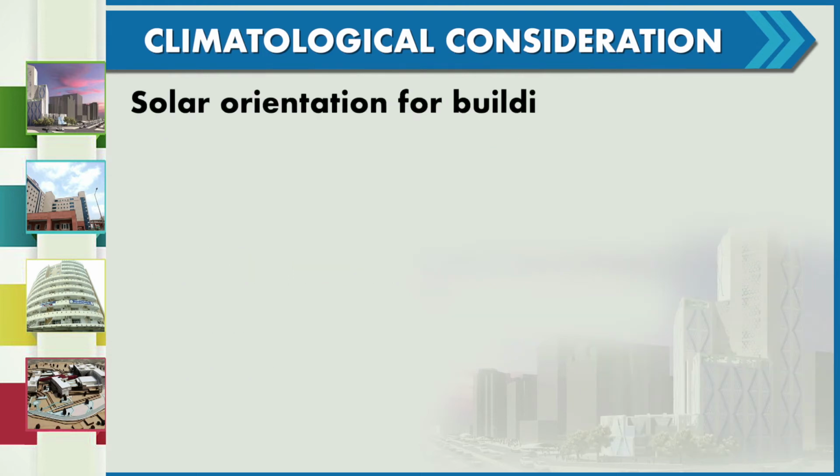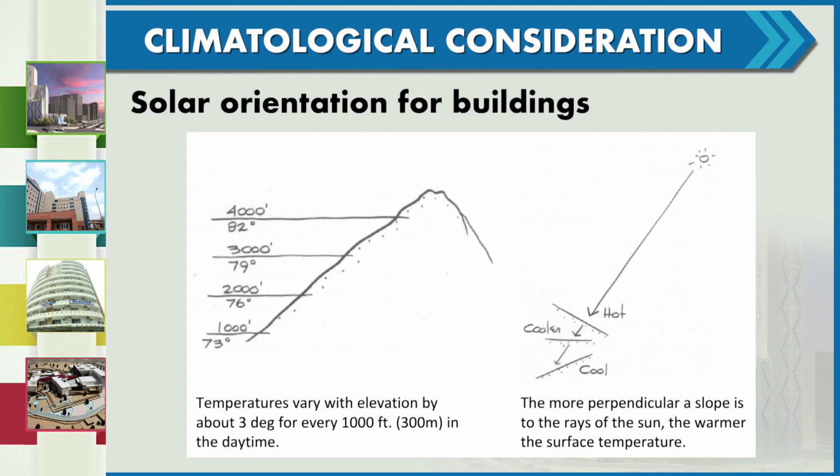Second, we'll understand the best facing slopes based on the slope orientation. The temperature varies with the elevation by about 3 degrees for every 300 meters in daytime. So we have to consider the height aspect of a site. The angle of the slope is also important, as the more perpendicular a slope is to the rays of the sun, the warmer the surface temperature will be.